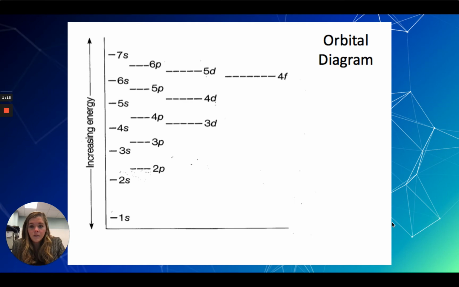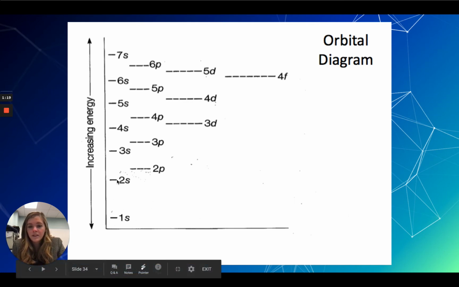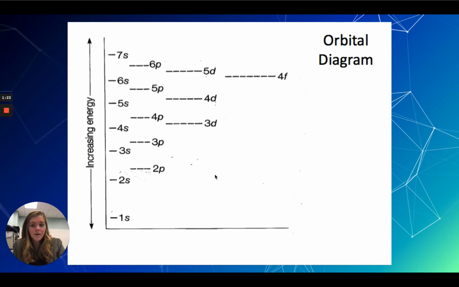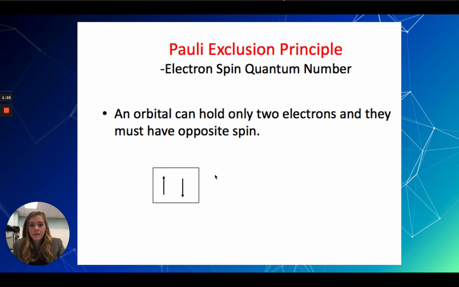Our second, well, this is just another picture of that. So 1s comes first, and then 2s, and then 2p, 3s, 3p, which we'll talk about in the next couple slides. So our second rule we're going to focus on is the Pauli exclusion principle, and this connects to the electron spin quantum number that we talked about last class. So remember that electrons can either spin up or they can spin down. So they have that positive half or they have the negative half to tell us which way something is spinning.